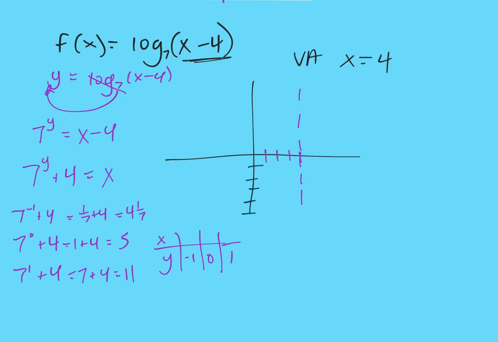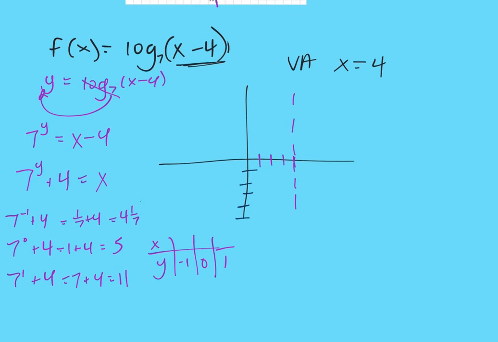I should have just brought in a graph. I didn't, but. So this is 4 and 1/7 and negative 1. 5, 0. 11, 1. 6, 7, 8, 9, 10, 11.